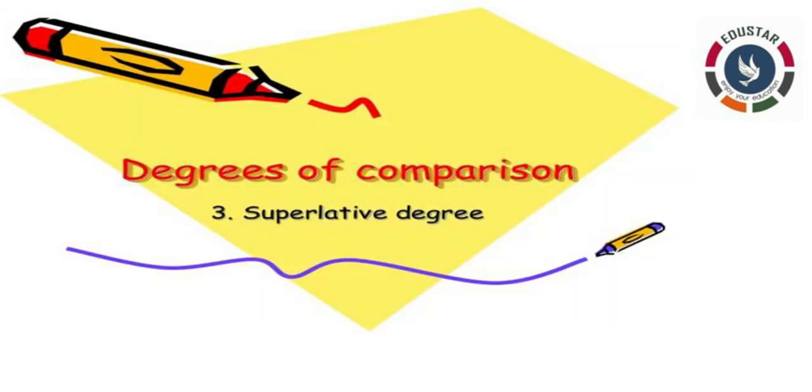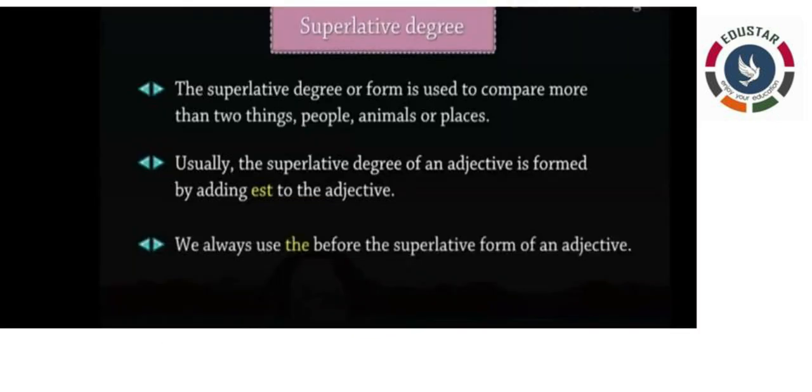And your next degree is superlative degree. The superlative degree or form is used to compare more than two things, people, animals or place.